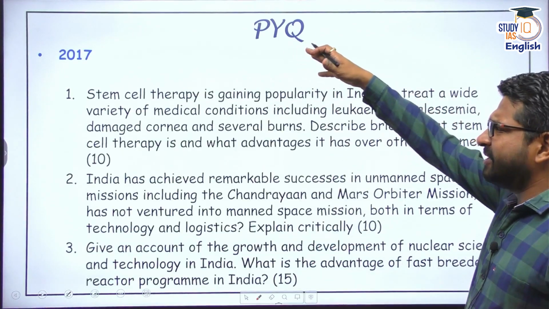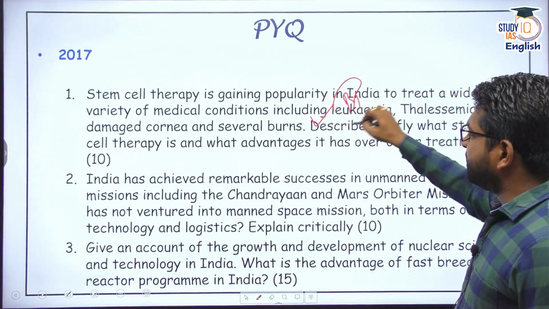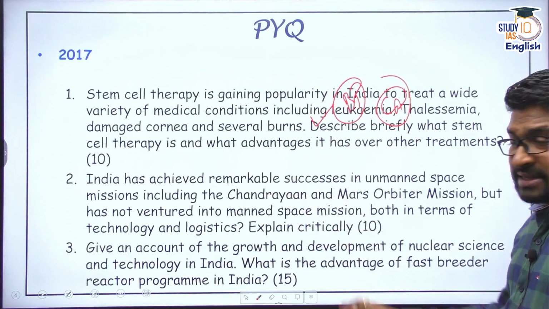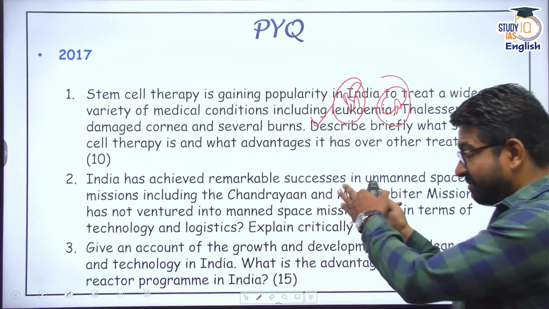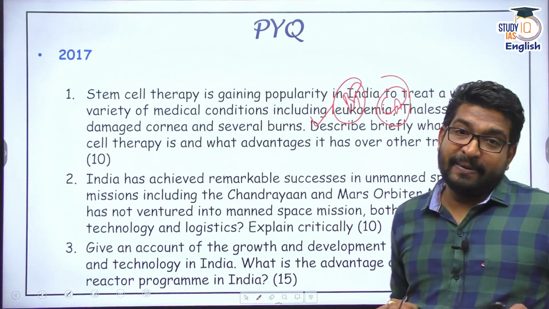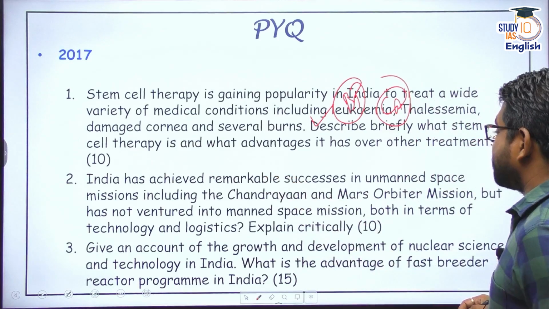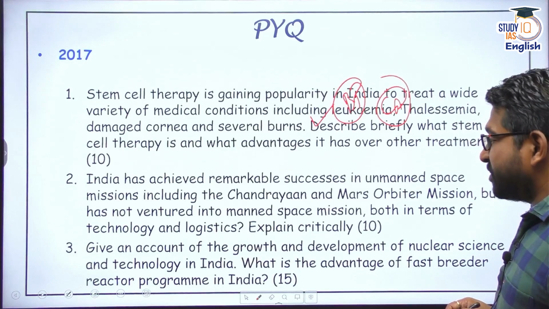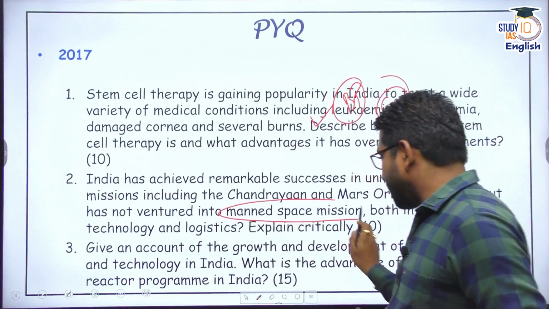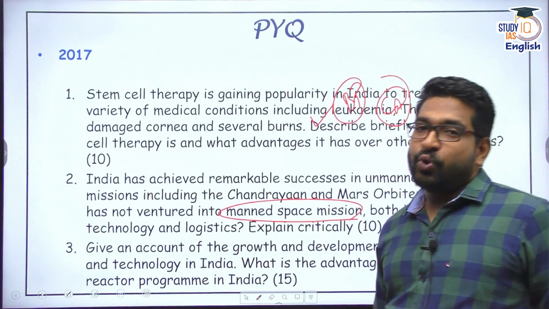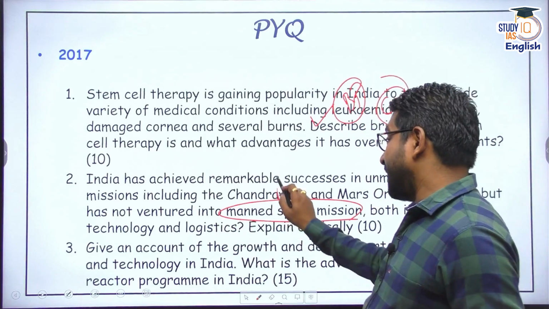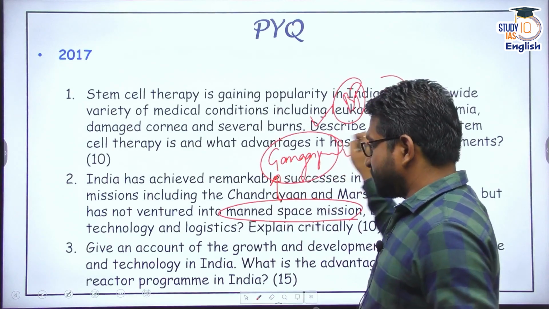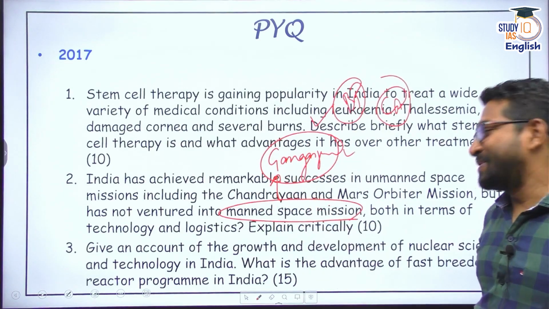Same if you look at 2017, stem cell biotechnology expected from current affairs. India's mission, again, I can say this question is very, very logical for 2023 as well. India has achieved remarkable success in unmanned space missions, including Chandrayaan and Mars Orbiter Mission, but has not ventured into manned space mission. So critically examine why it is very tough to go for or develop a manned mission. Yes, we are planning a manned mission which is called Gaganyaan. You do know that, right? So this question would be very relevant even for 2023, I would say.